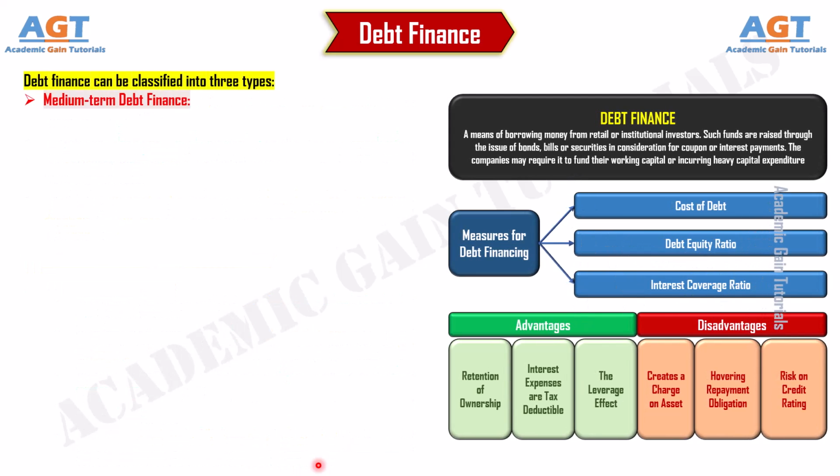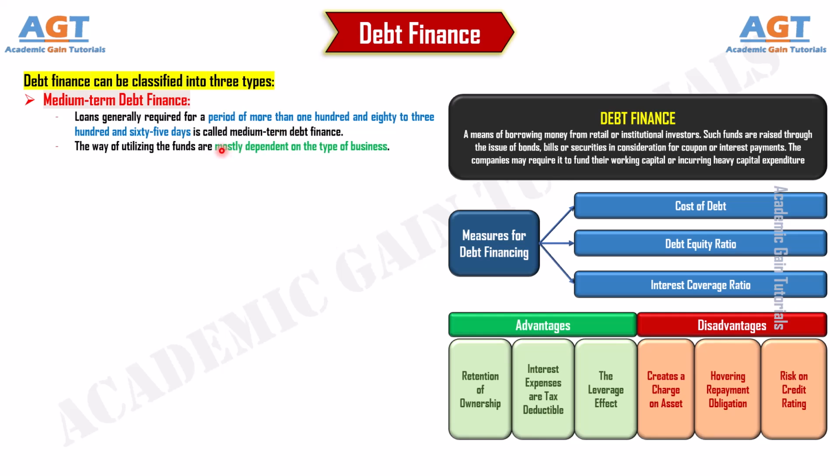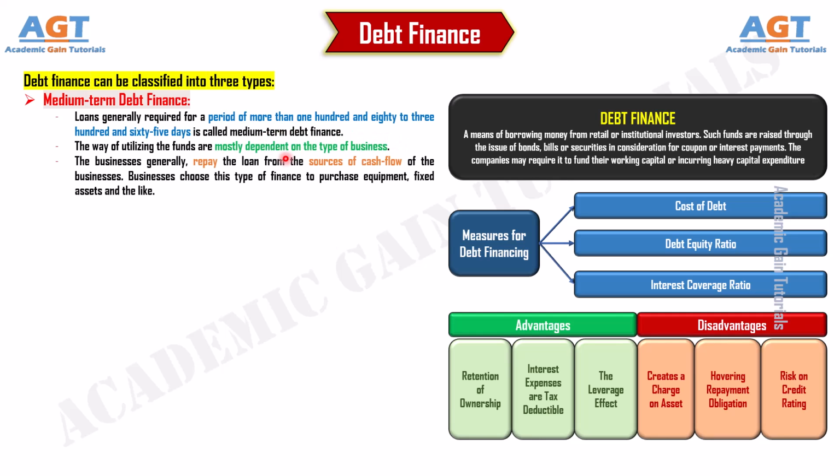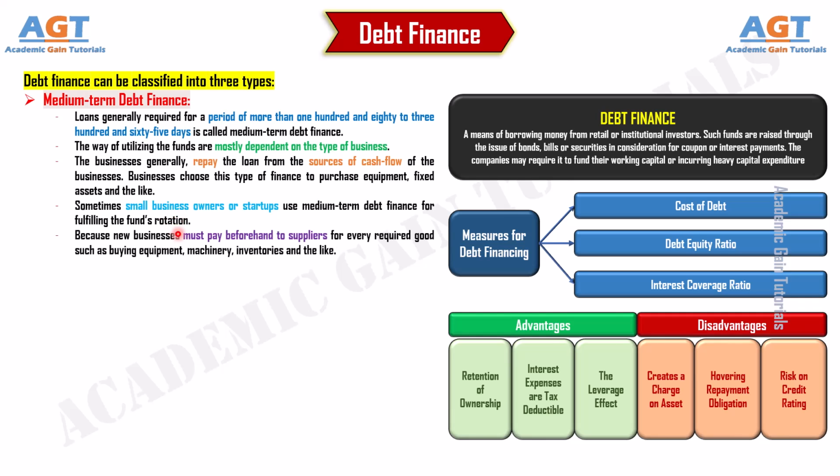Medium-term debt finance. Loans generally required for a period of more than 180 to 365 days are called medium-term debt finance. The way of utilizing the funds is mostly dependent on the type of business. The businesses generally repay the loan from the sources of cash flow of the businesses. Businesses choose this type of finance to purchase equipment, fixed assets, and the like. Sometimes small business owners or startups use medium-term debt finance for fulfilling the funds rotation, because new businesses must pay beforehand to suppliers for every required good such as buying equipment, machinery, inventories, and the like. Hire purchase finance, lease finance, medium-term credits from commercial banks, and issue of bonds or debentures are some examples of medium-term debt finance.